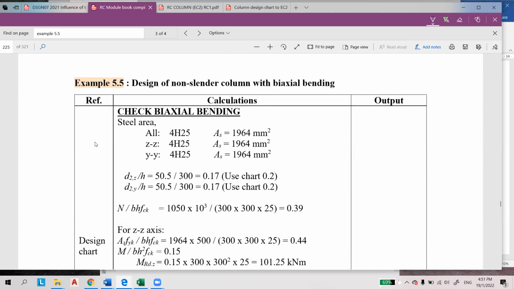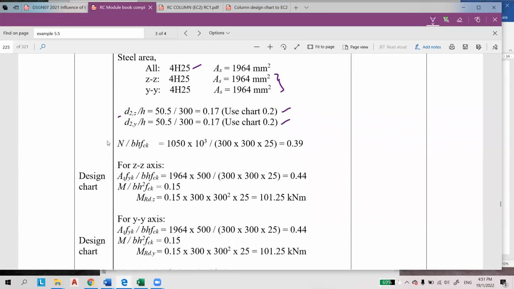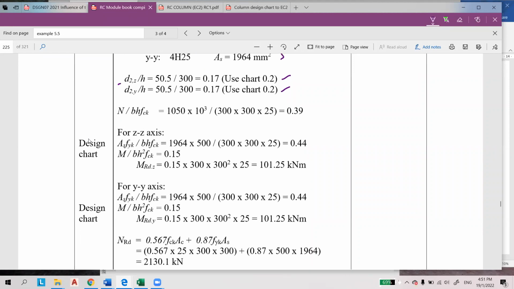Overall it is 4H25, and along the Z axis it is symmetrical, so the As is similar. So we must calculate both directions. We have to use chart 0.2. This is what we call reverse actions. So we check N equal to 0.39 as we calculated before. For the Z axis we use these equations. Be careful with this one.